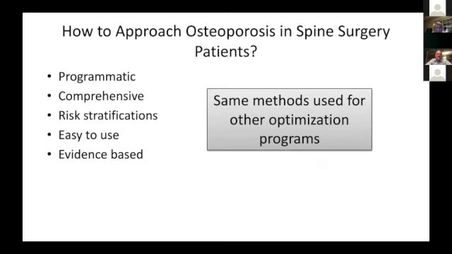Well, how do you approach optimizing bone in spine or orthopedic surgery? Well, it's a programmatic approach. It needs to be comprehensive, based on risk stratification, easy to use, and evidence-based to whatever degree is possible. And this is really the same method that surgeons use to optimize many other medical conditions before surgery.